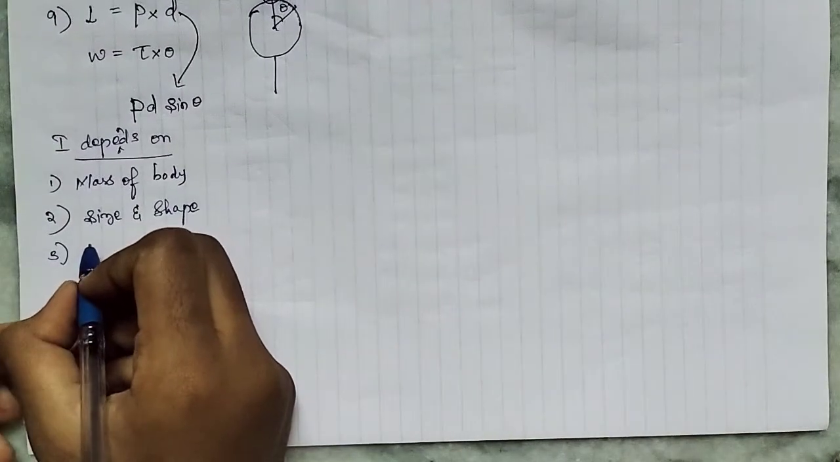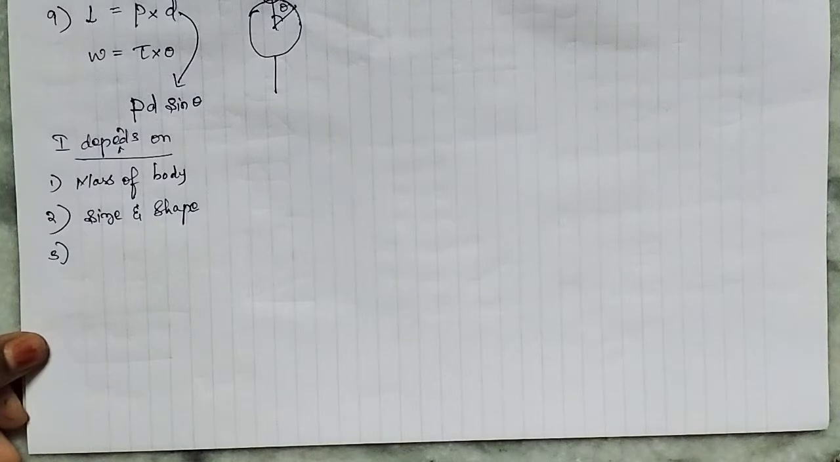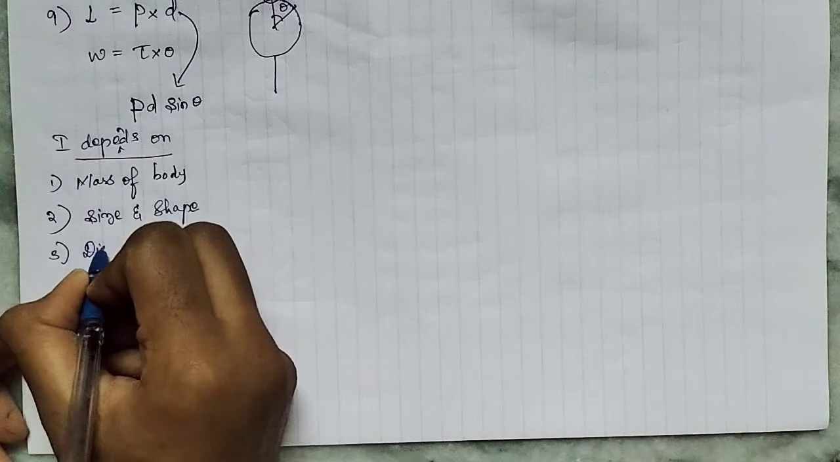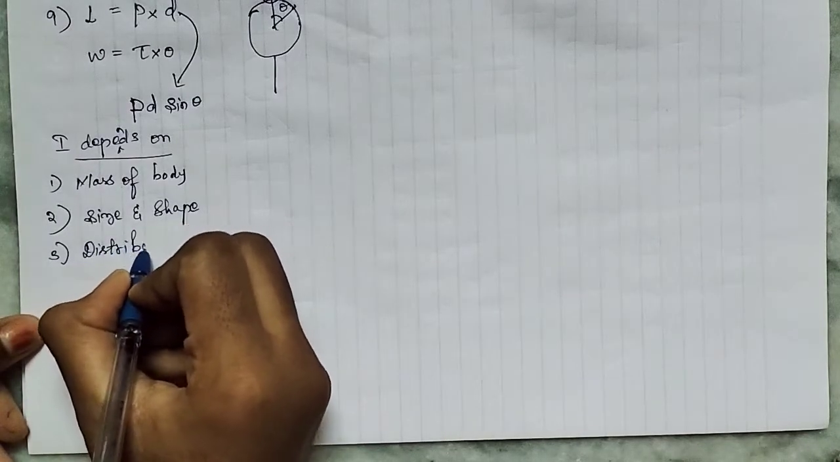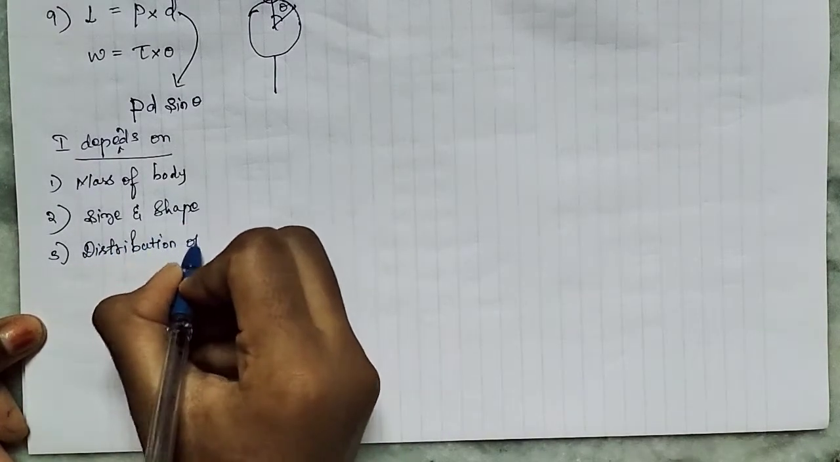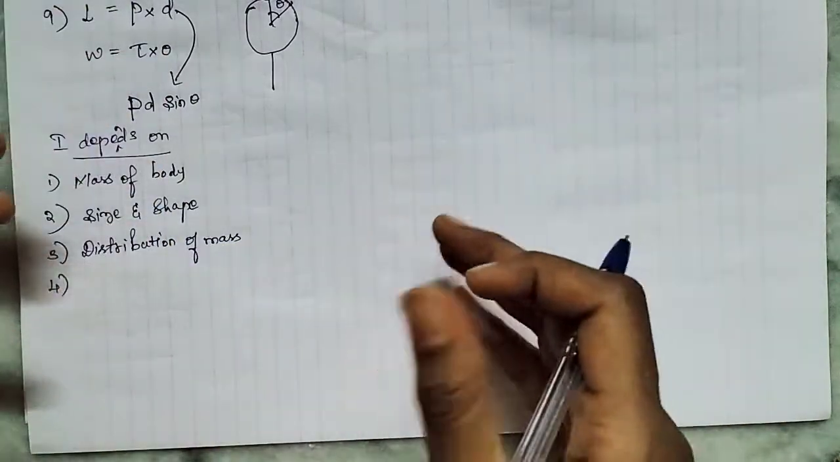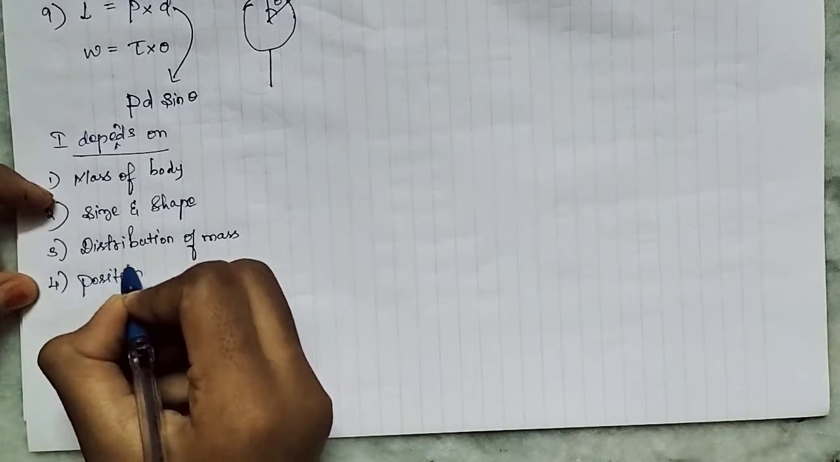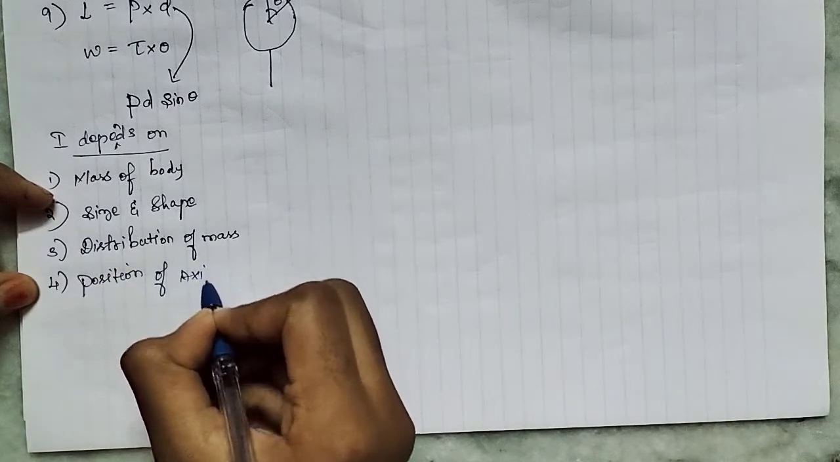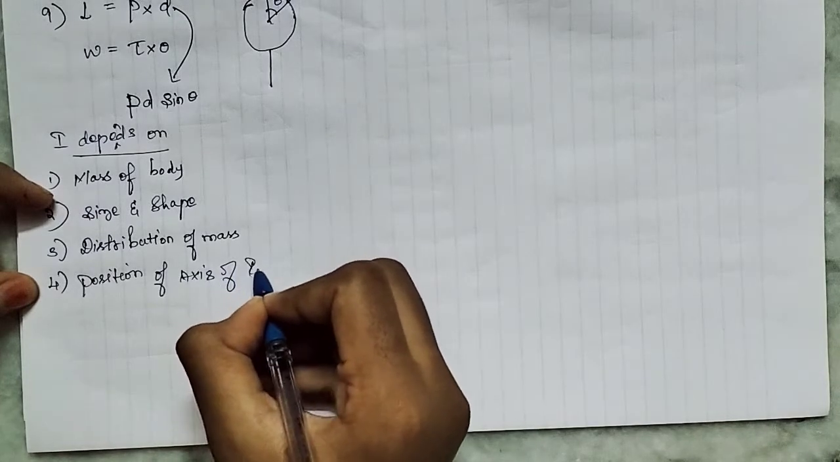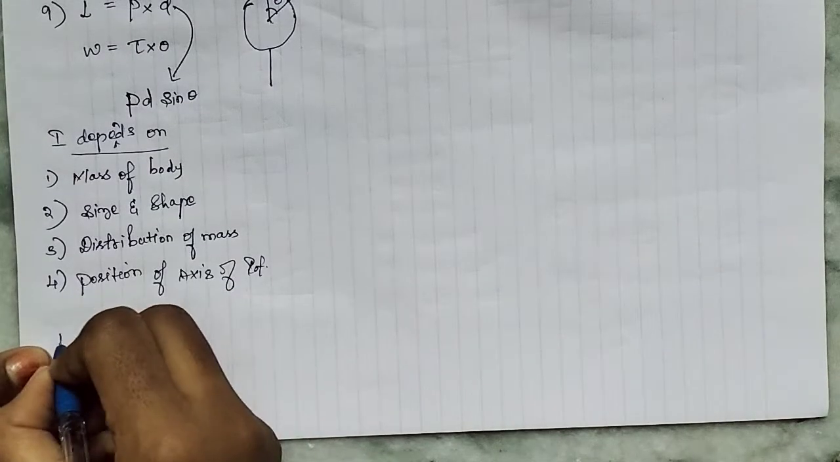And the fourth point is the position and orientation of the axis of rotation with respect to the body, that is, the distribution of mass from the axis of rotation. Now we will move on to the 10th formula.